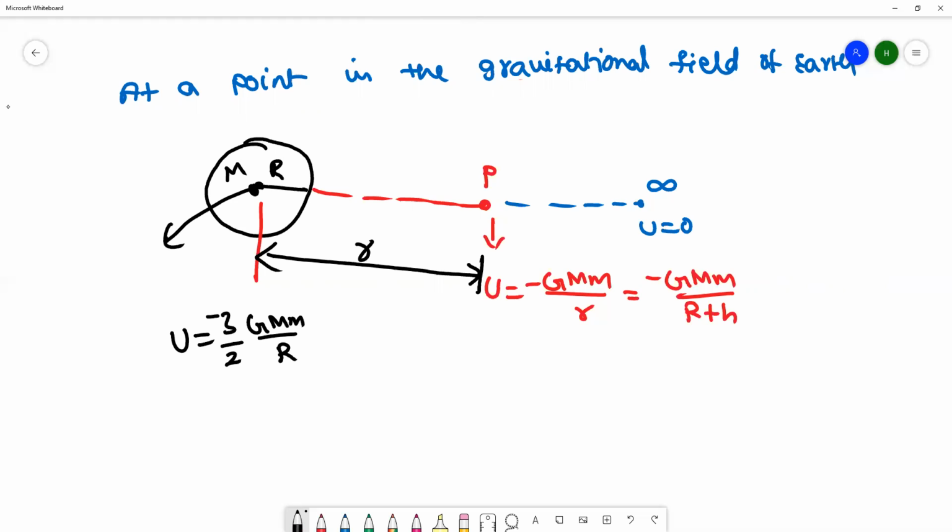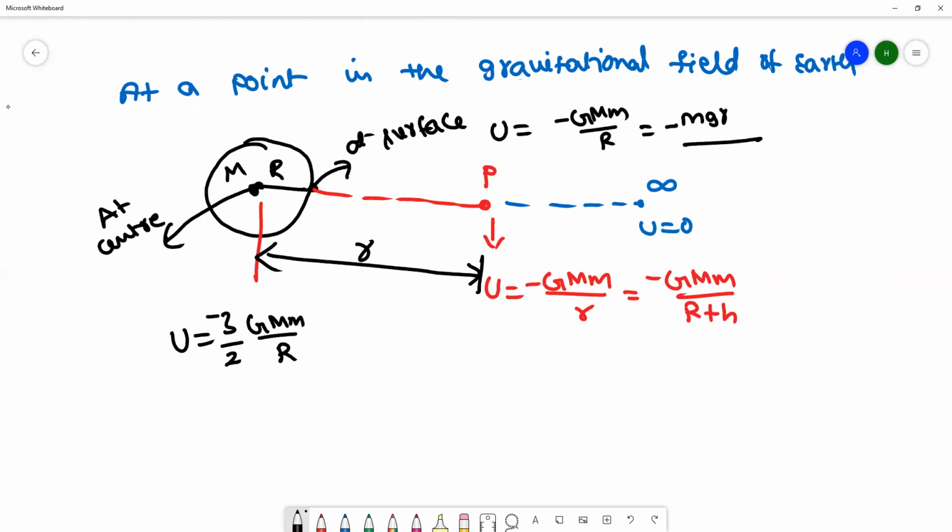Potential energy on the surface of the earth. At the surface, U is equal to minus G into M divided by R, that is equal to minus m into g into small r, because GM by R square is g. So U is equal to minus m g r at the surface. At the center, U is equal to minus 3 by 2 into GMm divided by r. Very, very important point. And at the surface, U is equal to minus GMm by r.